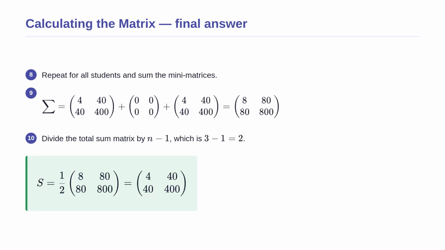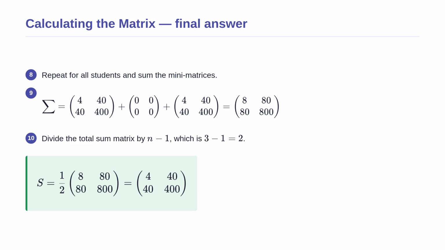Finally, we repeat the deviation and multiplication process for the second and third students, and then add all 3 mini matrices together. The second student was exactly at the average, so their matrix is all zeros. The third student was above average, yielding the same positive squared values as the first student. We add these up to get the total sum of squares and cross products.